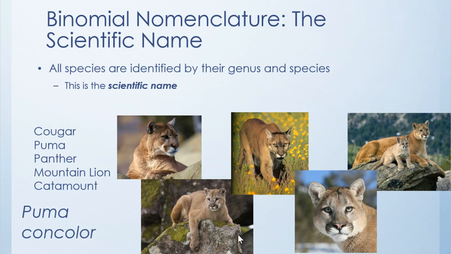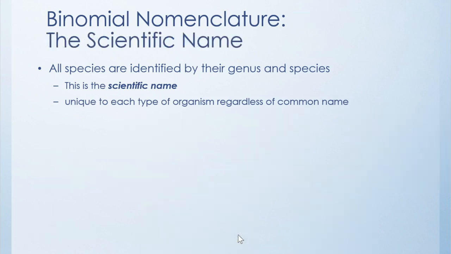They're all the same animal, but different people in different regions call them different things, right? And so we need to be able to know, aside from what people have developed as names, what are we really talking about? And so binomial nomenclature is universally accepted by everybody, in theory. Okay. So it is unique to each species, regardless of the common name.